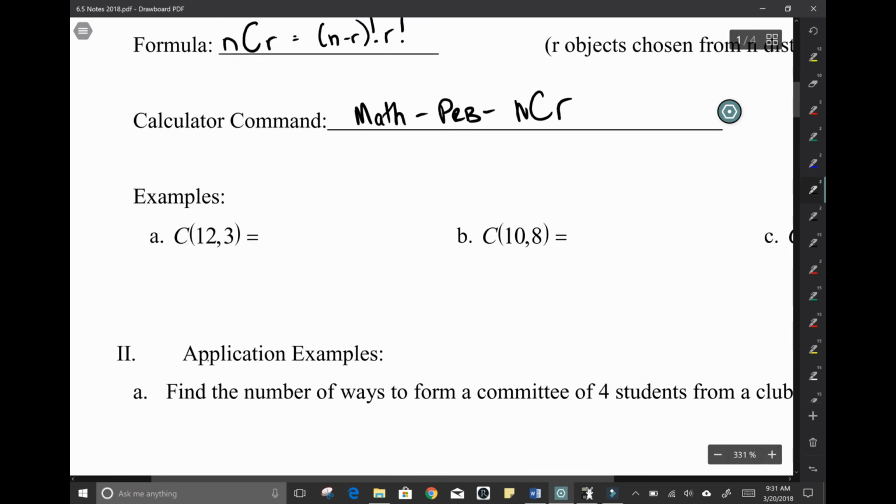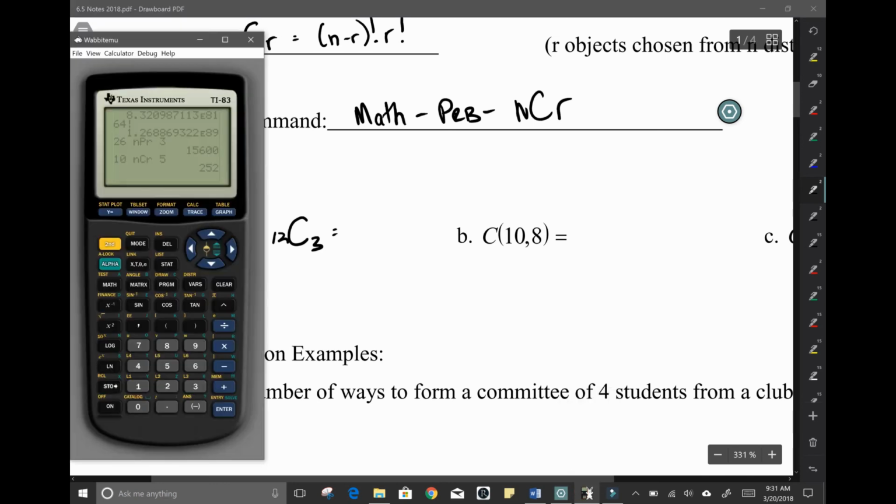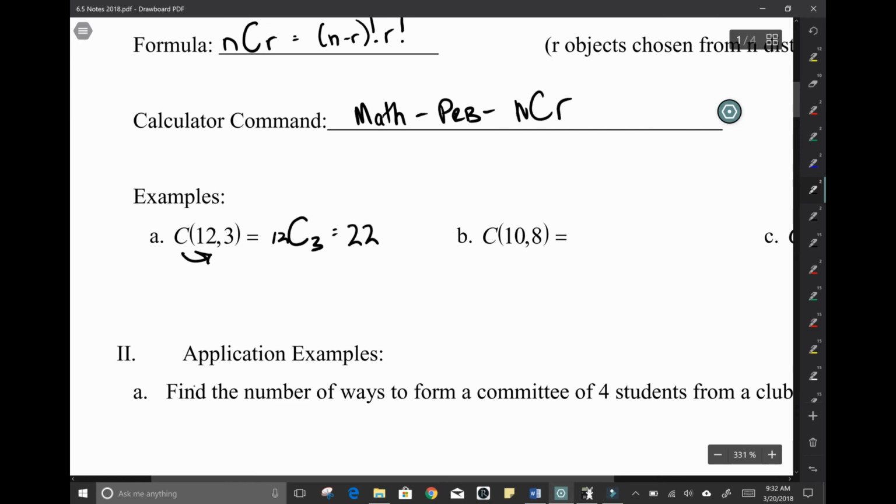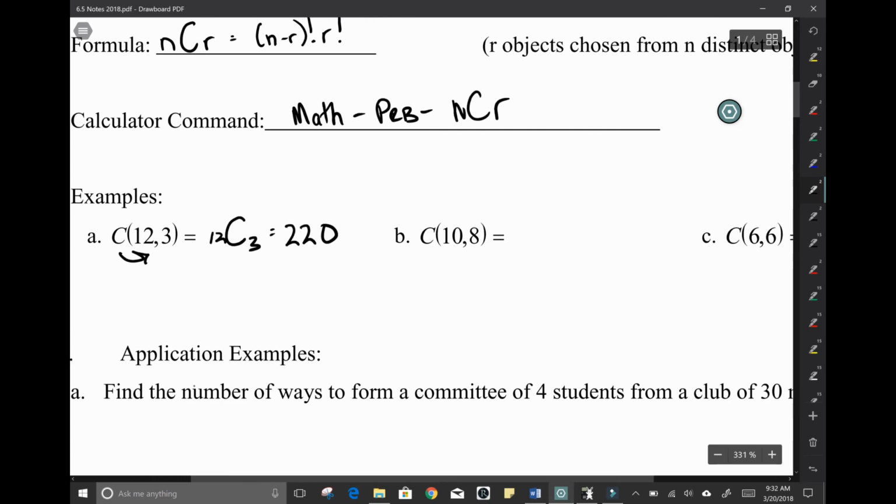You'll see it a few different ways. This here just means we have 12 and we are choosing 3. If you type that into your calculator, 12, math, PRB, nCr 3, you will find that equals 220. Similarly, this is simply 10C8: 10 things, you're choosing 8.